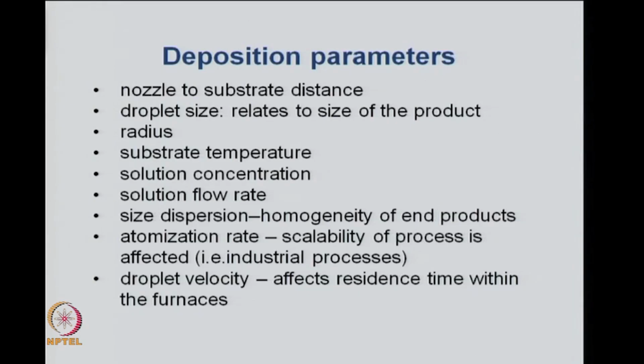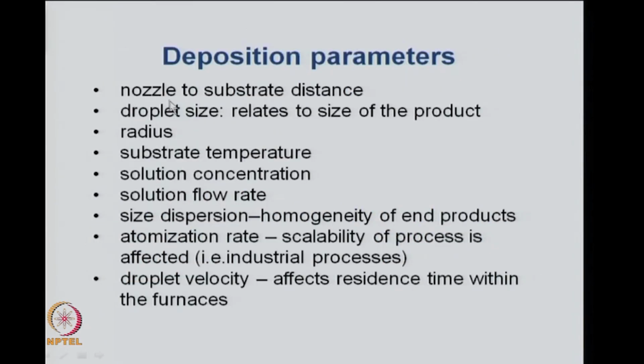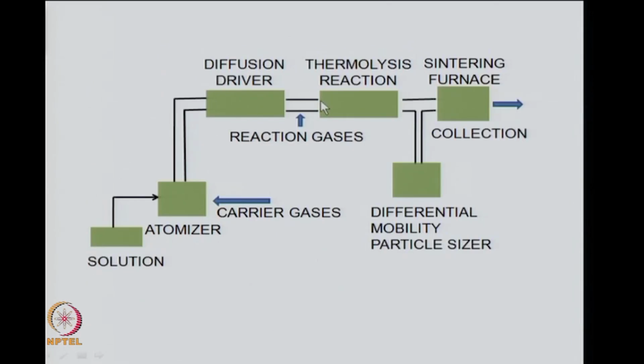There are several parameters. For example, what is the nozzle to substrate distance? So, that is the nozzle of the atomizer to the substrate. If you see here, the atomizer nozzle will be somewhere here, right, and from there to the substrate there will be a certain distance. The droplet size, how is the droplet size which is forming here? From here you are getting the droplets and forming here and going here to get the particles. How are these droplet sizes going to be varied depending on the atomizer and other parameters?